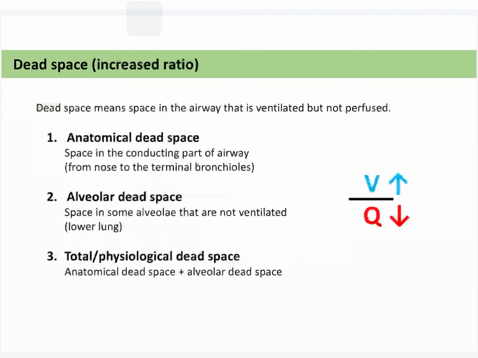The second one is alveolar dead space. This means that normally some of our alveoli cannot get perfusion. So there is alveolar dead space. The third one is physiological dead space. This is the sum of anatomical dead space and alveolar dead space. So whenever you are taking a breath, there is always a portion of our airway that cannot undergo gas exchange because it lacks perfusion.